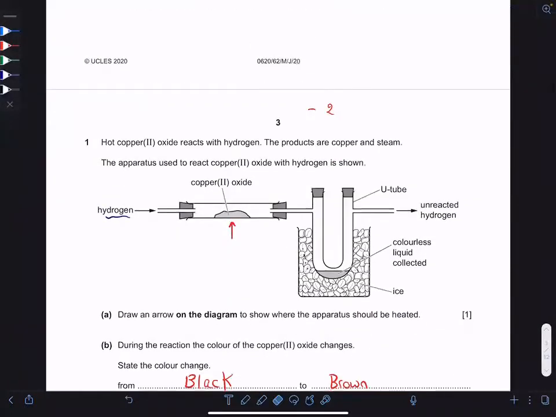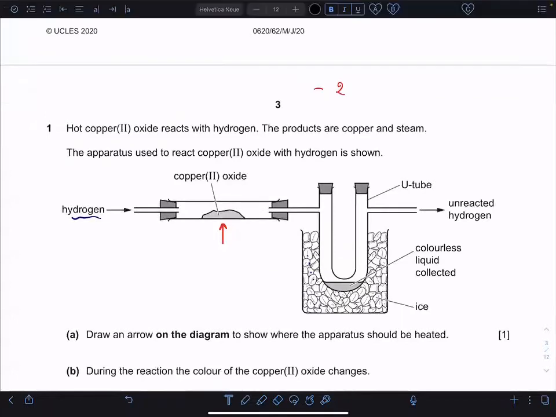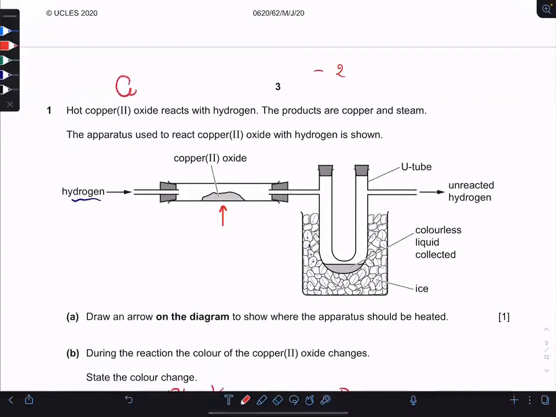Question 1, it's a reaction between hot copper oxide and hydrogen. Okay, this is a redox reaction. Hydrogen is more reactive than copper. It will reduce copper oxide to form copper and steam.